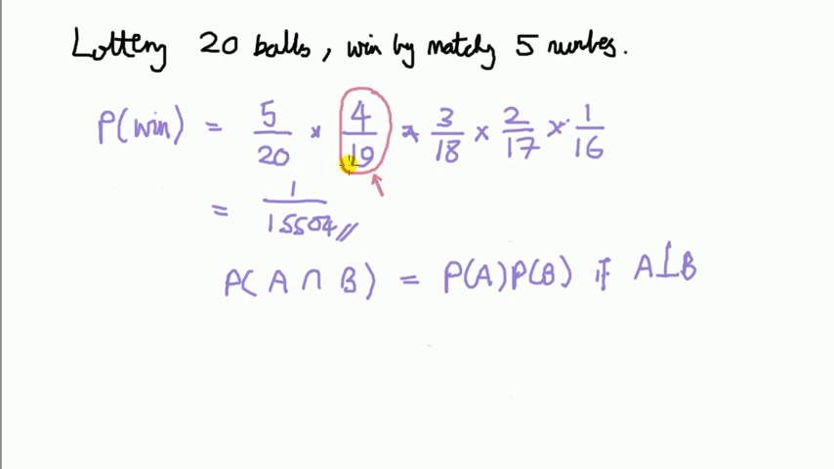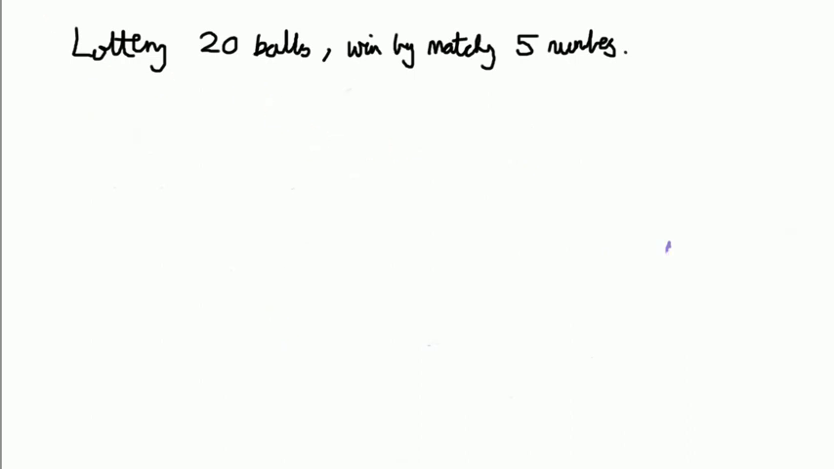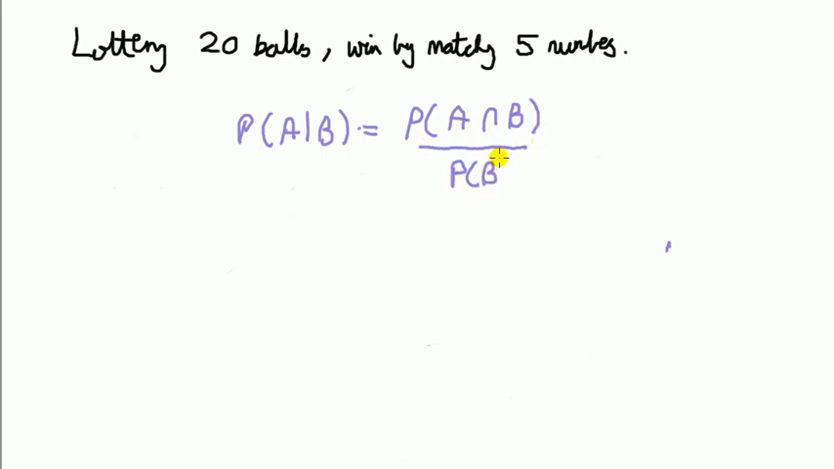So what do we do when the events are not independent? We apply Bayes' theorem. And Bayes' theorem goes like this: the probability of A given B, if we consider 2 events, is equal to the probability of A and B, the joint probability, divided by the probability of B. Assuming here that the probability of B is bigger than 0, because you can't go dividing by 0.